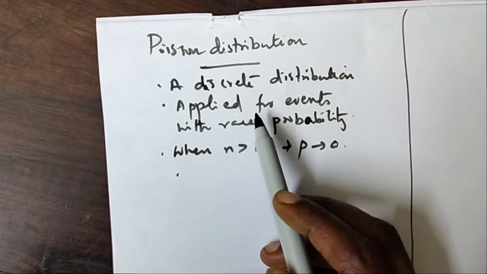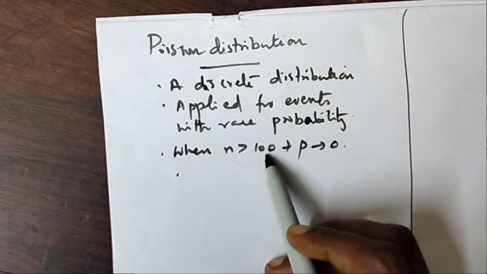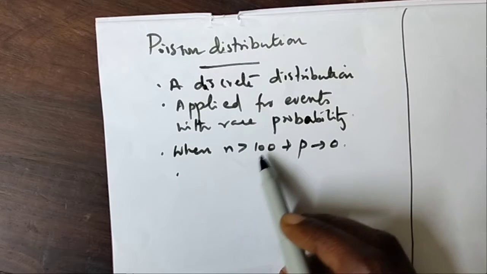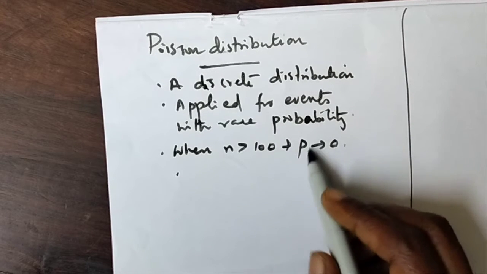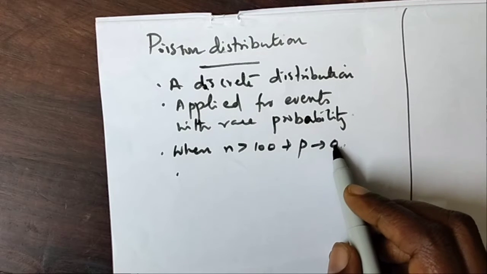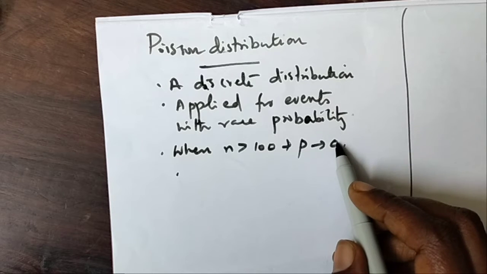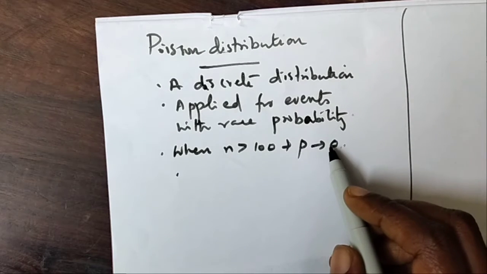This Poisson distribution is applied in the case of n greater than 100. But in most problems, if n is greater than 25, we can apply this Poisson distribution, and p is approaching 0. Probability of success is very low, tending to 0.